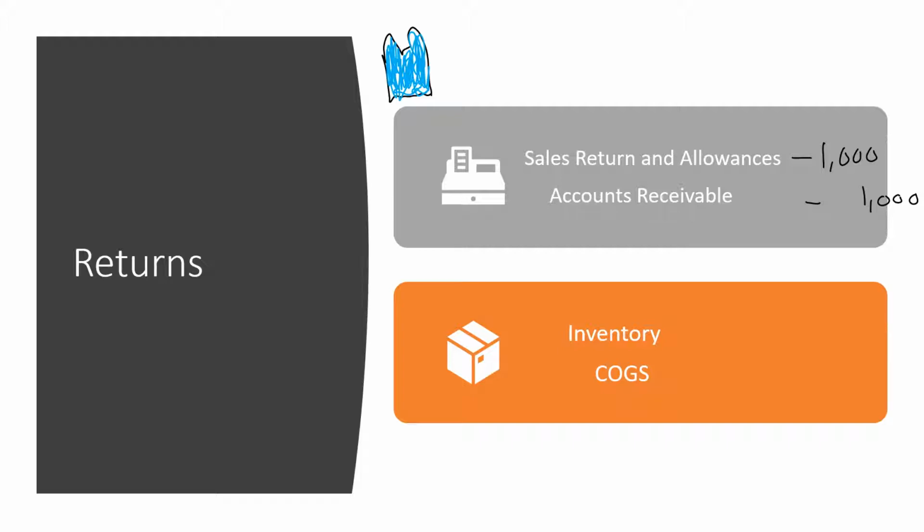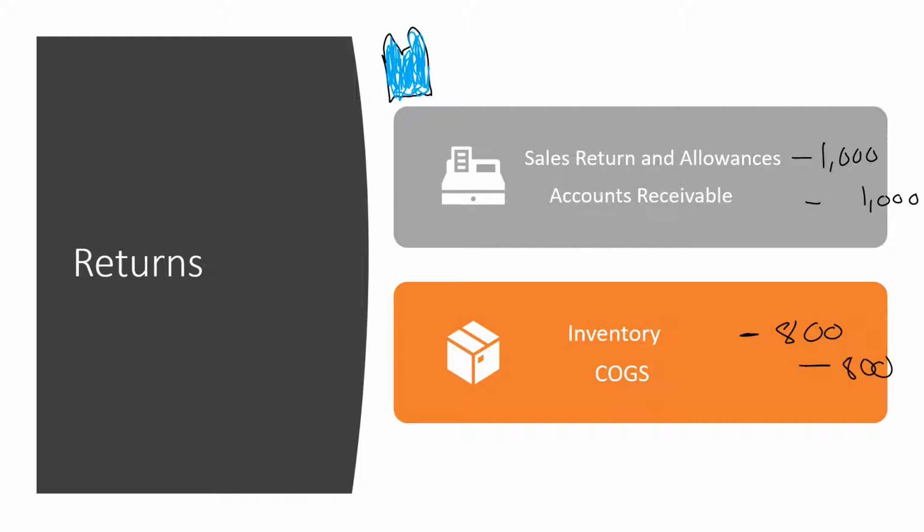When we do this part here, we also have to look at the inventory and the cost of goods sold. So when we get the dress back, we technically take on our inventory. We get our inventory back. So we debit because we took it out by crediting it. So let's debit this for 800, and our cost of goods sold is going to be credited for 800.